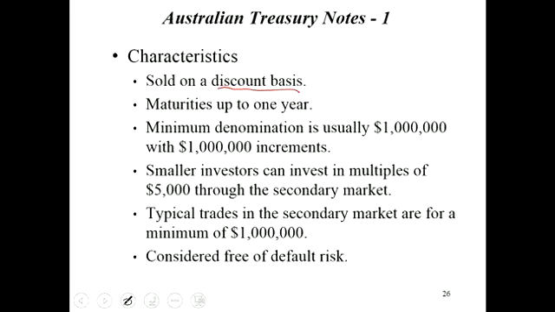Maturity is up to 1 year. Minimum denominations, again, these are wholesale markets, $1 million with $1 million increments thereafter. They have a market where in the secondary market, you can buy $5,000 parcels of these things. But even there, you don't often see private investors, and again, wholesale market, $1 million ups.